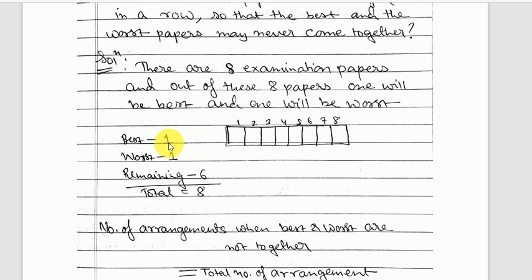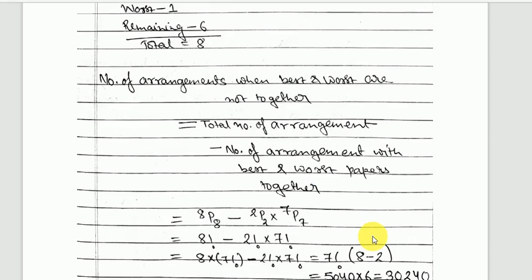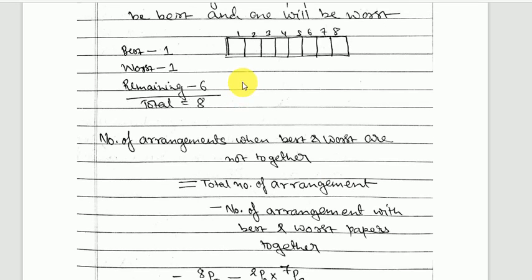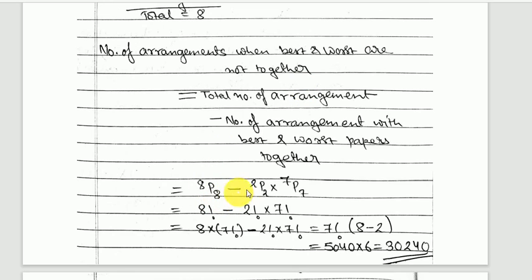Now how many best are there? Obviously 1 best, 1 worst, the remaining are 6, so total is coming 8. Now the number of arrangements when best and worst are not together will be equal to the total number of arrangements, firstly we'll find, and from there we'll subtract the total number of arrangements where the best and the worst papers are together. So the total number of arrangements, without considering the best and worst, we can have 8P8, then minus the number of arrangements with best and worst papers together.